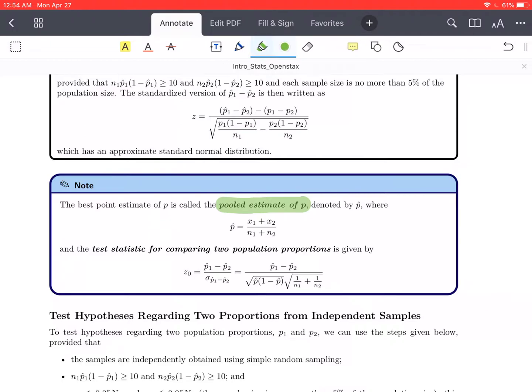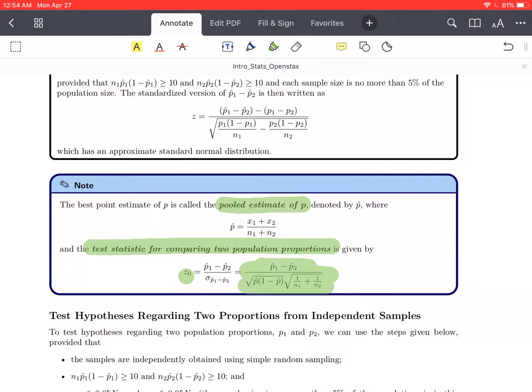And the test statistic for comparing two population proportions is right here. So it's going to be, if we're looking at this one right here, p1 hat minus p2 hat over the square root of p hat times 1 minus p hat times the square root of 1 over n1 plus 1 over n2, which I know is a complicated looking formula, but it's just a matter of plugging the right things in the right places. Okay.